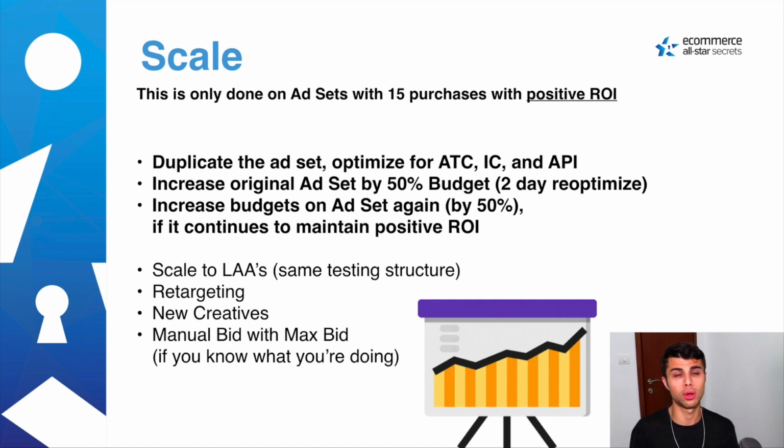If not, you can always reduce the budget back. But so I'll go from 30 right to 45. I'll let it run for two days, see if it's still getting me the same return on investment. And then after 3 days, if it's working good, I'll increase it again by 50%.